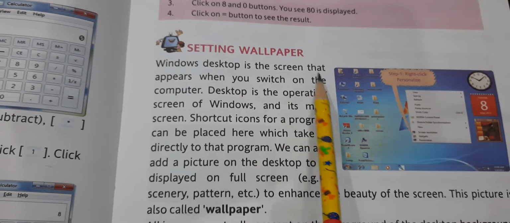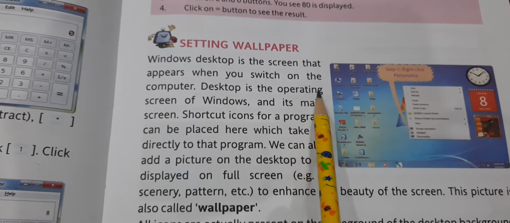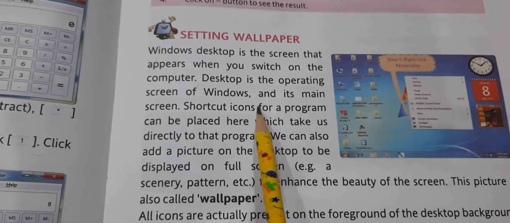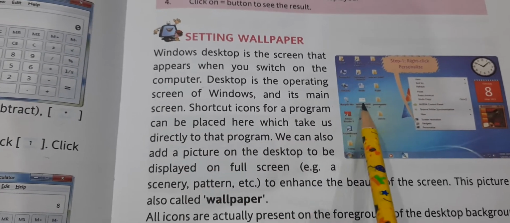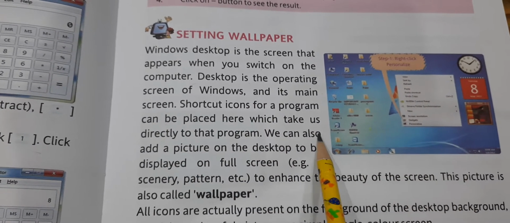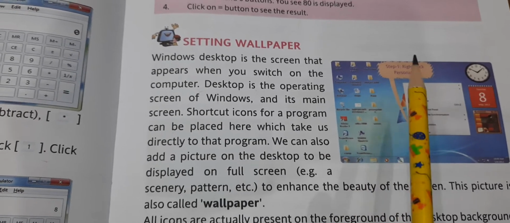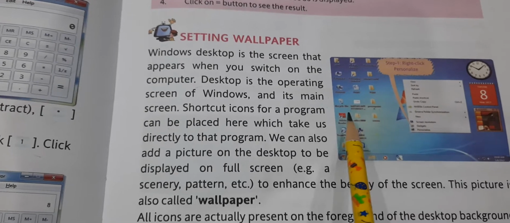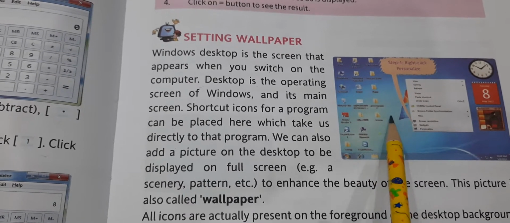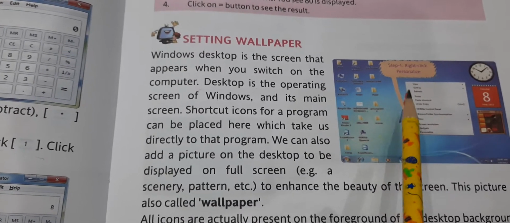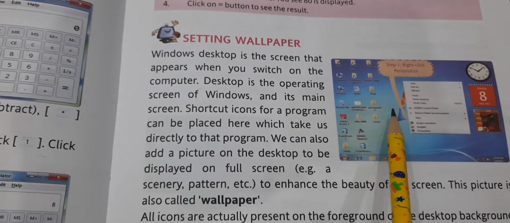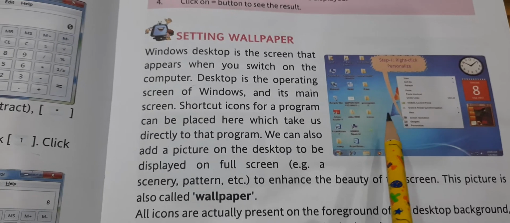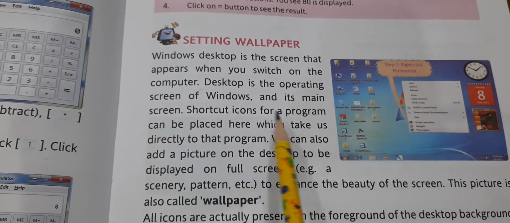Windows desktop is the screen that appears when you switch on the computer. Desktop is the operating screen of Windows and its main screen. Means this is the main screen. As I told you, just like a table, we need this desktop to do our work. To open any application, first we need to switch on the computer, and until and unless this desktop is there, we will not be able to do any work. So this is like a table.